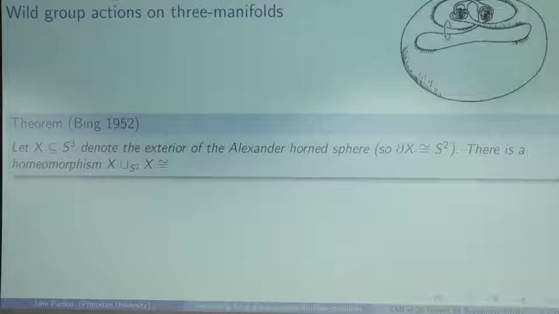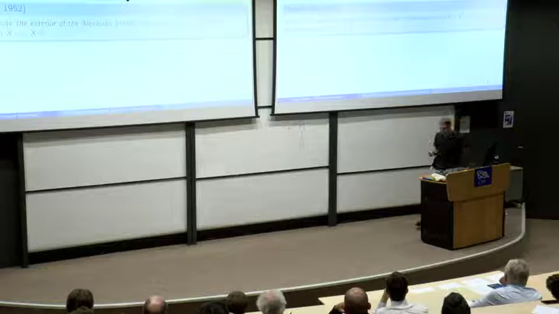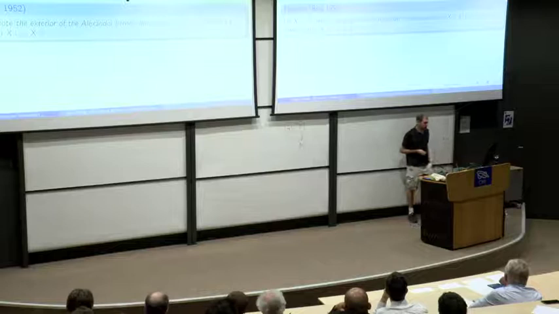So we have this sort of strange space X. I'll call it X, the exterior of the Alexander horned sphere. Its boundary is the two-sphere. And I want to Bing double this space. So take two copies, glue them along their common boundary. And the surprise is that you actually get back the three-sphere.